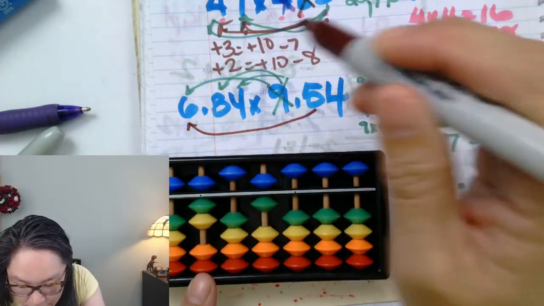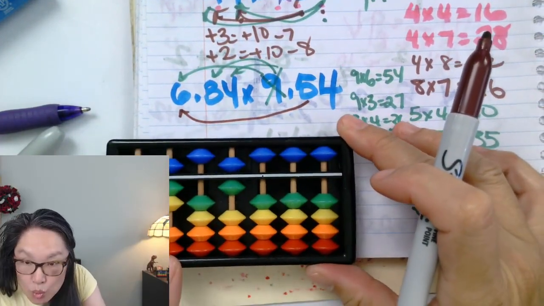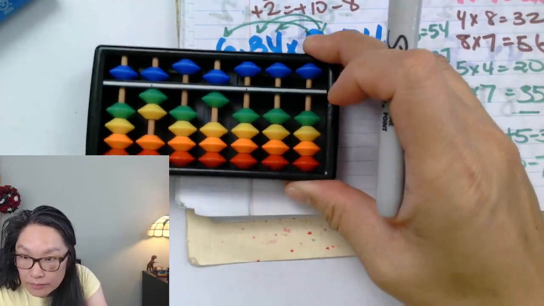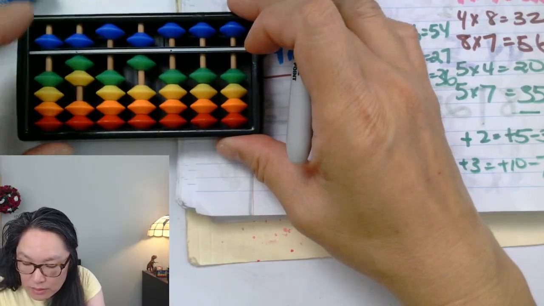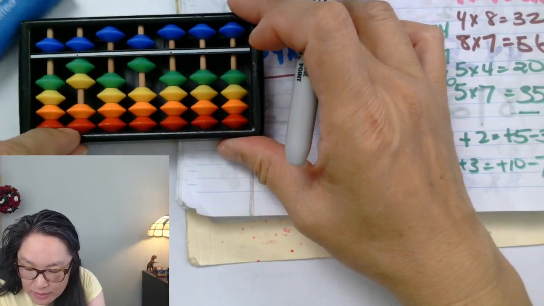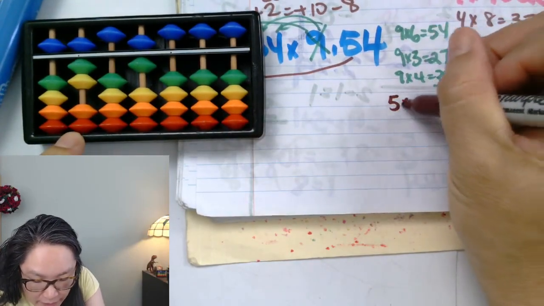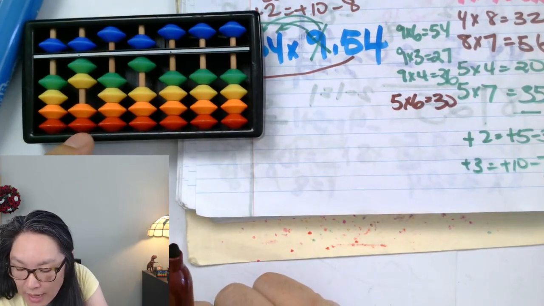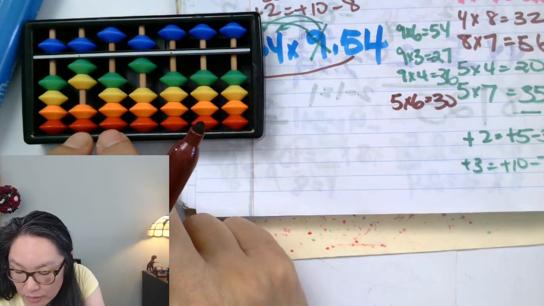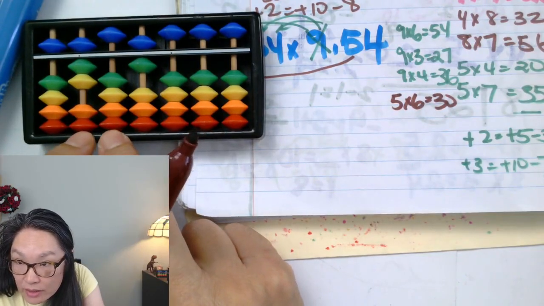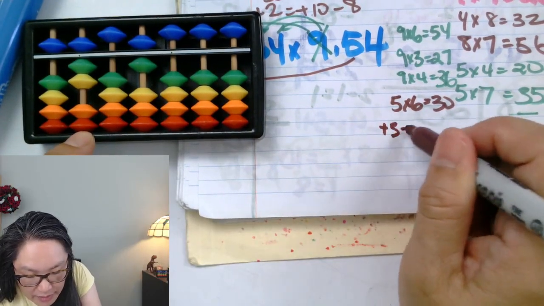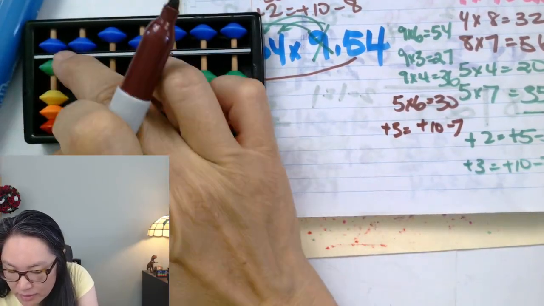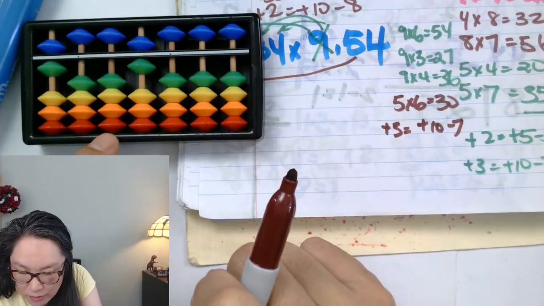Five times 6. Maybe if I did this. 5 times 6. 5 times 6 is 30. Add 3, add 0. Plus 3 is what? Plus 3 is equal to plus the 10 minus 7. Plus the 10, take away 7. And then 0.